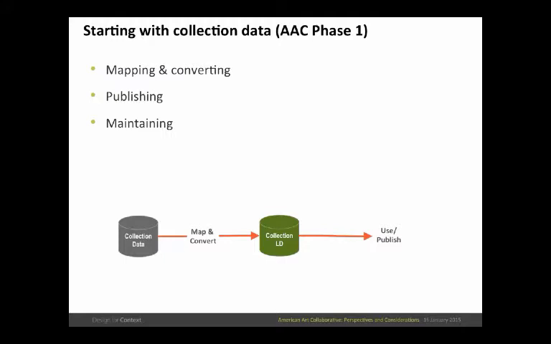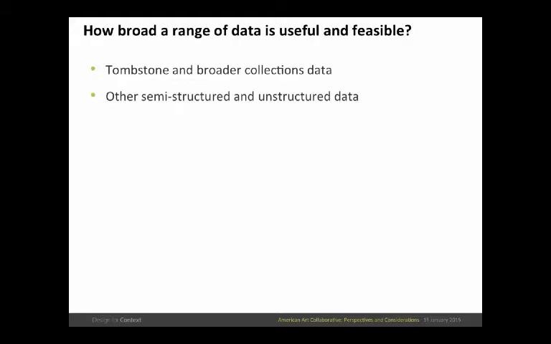At a minimum, phase one of the AAC will see the partners mapping and converting data and publishing it in some form, and including tombstone collection data in this effort. And as we get our feet wet with this and begin to document our requirements and expand our use cases, we may find ourselves considering how additional data resources might be useful to the effort. Other semi-structured and unstructured data elements might demonstrate value in generating what you might call a critical mass of linked data required to accomplish our goals.